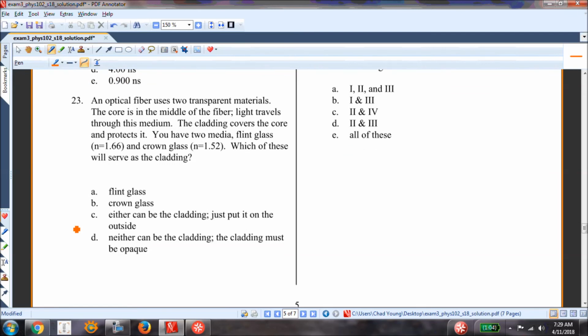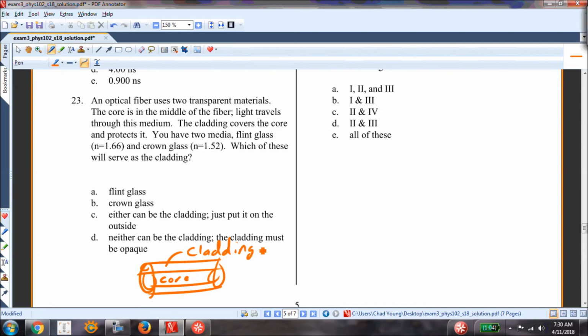Optical fiber uses two transparent materials. The core is in the middle of the fiber, and then the cladding covers the core. So I have a core like this, and then I have another material, the cladding, that surrounds it. This is the core. And I want to know which of these will serve as the cladding.